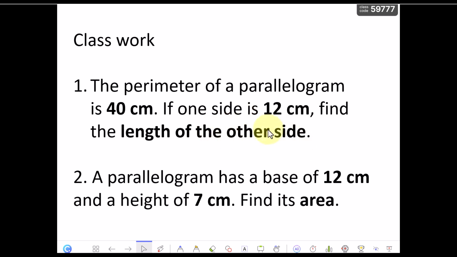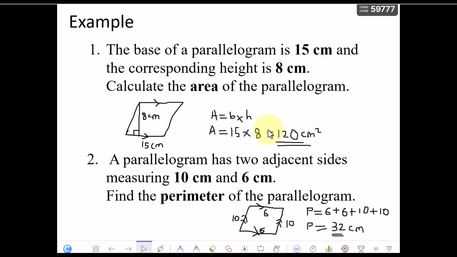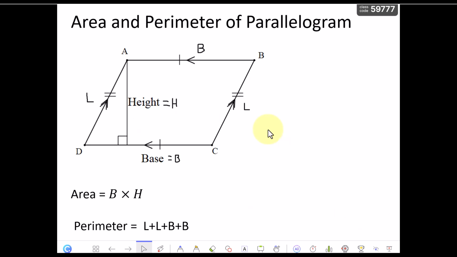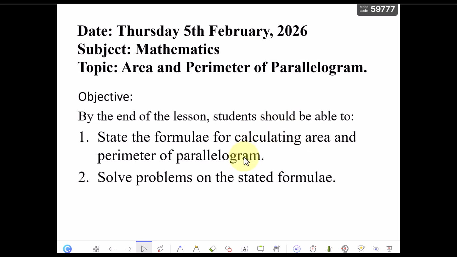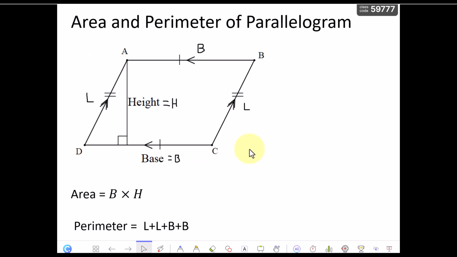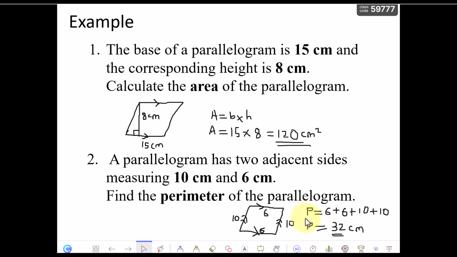So that is all for today's lesson, area and perimeter of parallelogram. So take note of everything, take note of the applet I showed us to help you to understand it very well. Practice it on your own at home, and that is that.